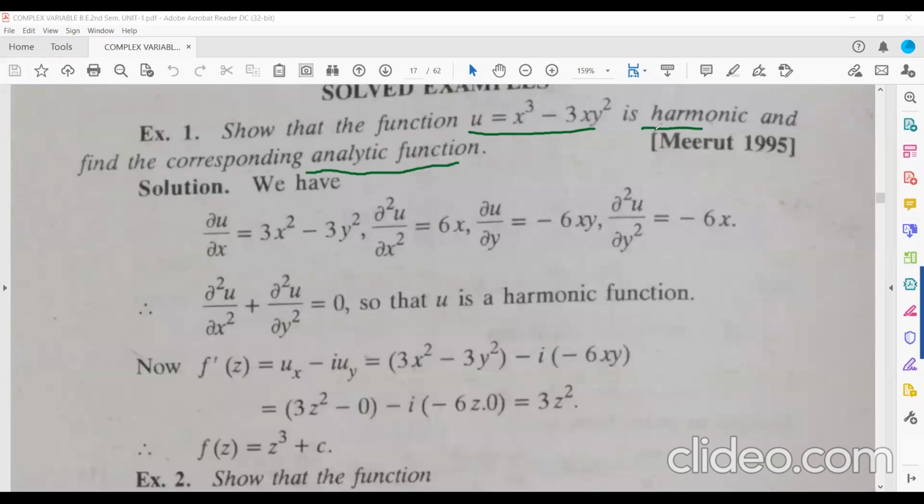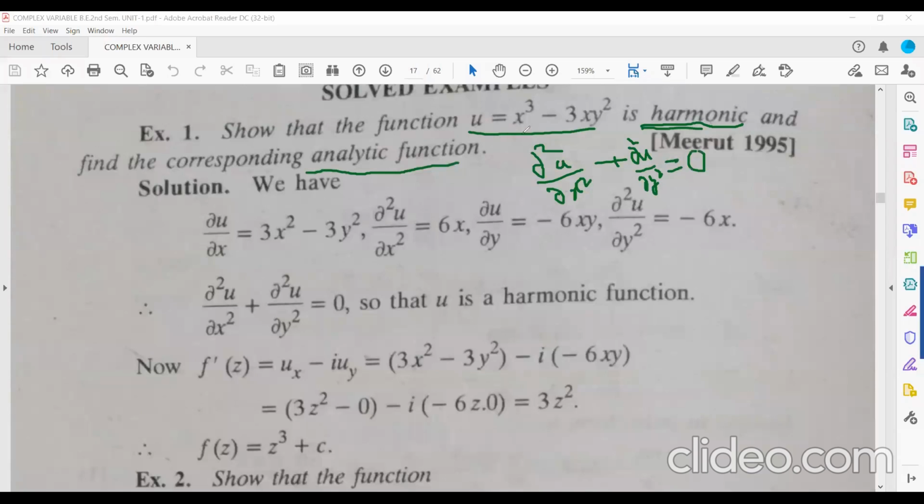U is given. What you need to do first? You need to prove, or show, that this function is harmonic. A function is said to be harmonic only if it satisfies the Laplace equation. So what is the Laplace equation for this? You need to show that del square u upon del x square plus del square u upon del y square must be equal to 0. You need to prove this one.